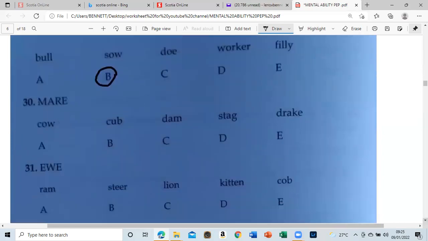All right. Number 30, mare. Is it a cow, cub, dam, stag, or a tree? And number 30 is a stag. So 31, is it a ram, steer, lion, kitten, or a cow? And that is a ram.